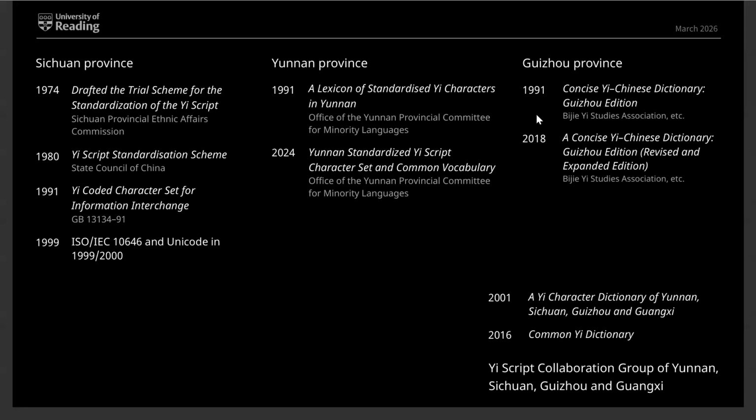Because of this, the East Script collaboration group was established. They proposed a shared system across regions. Their main idea was to keep glyph form and meaning stable while allowing different dialect groups to read the characters in their own way. This led to important cross-regional reference works.